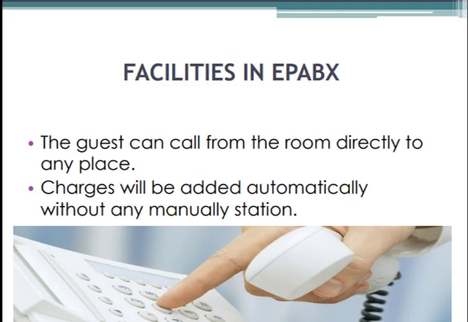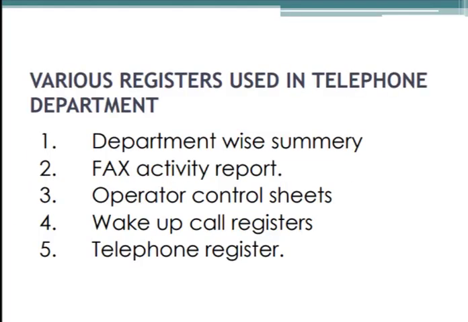First of all, we need to press a particular number, on the basis of which the telephone exchange board allows you to call the other number. Then you dial that particular number and the call gets directly connected to the place you have called. The charges will be posted directly onto your bill.